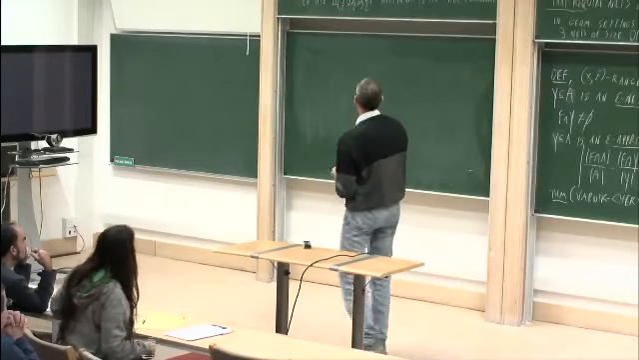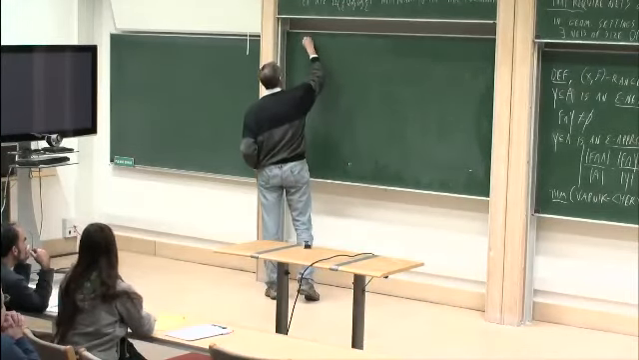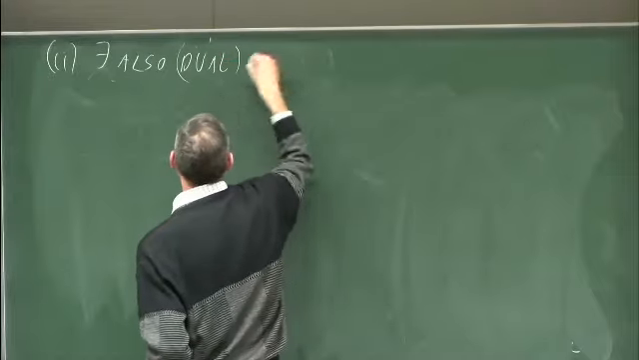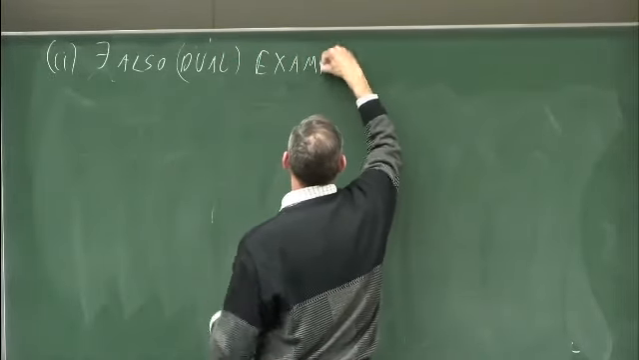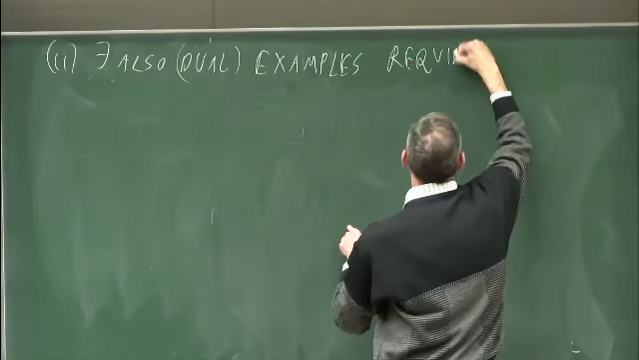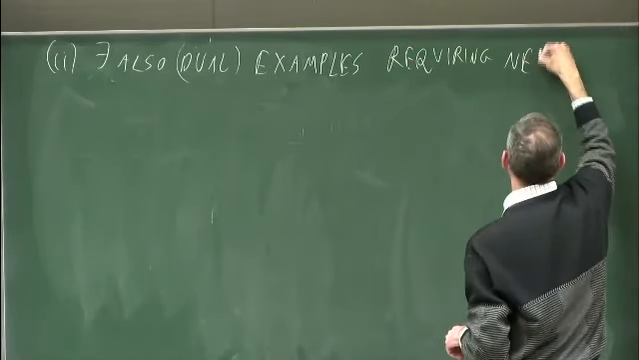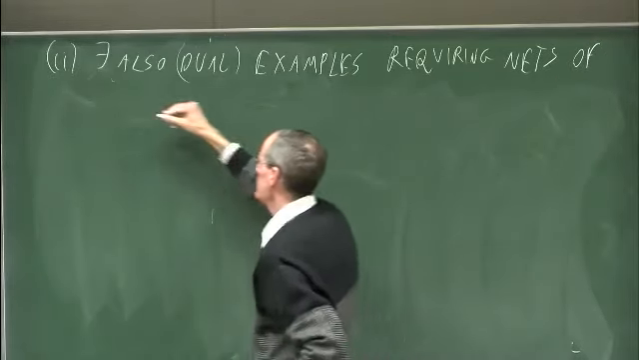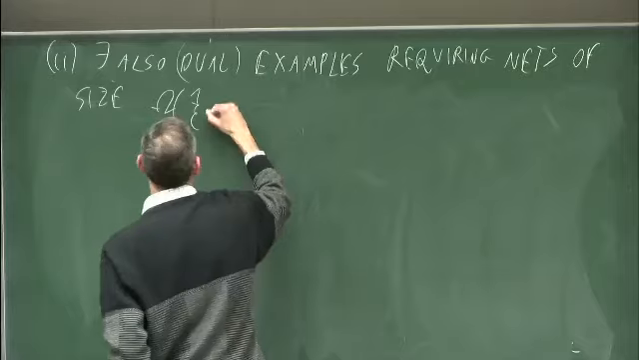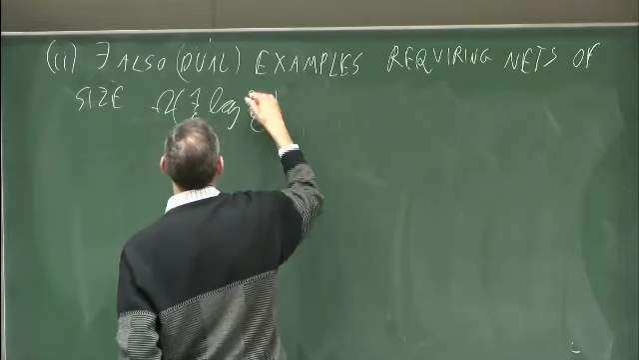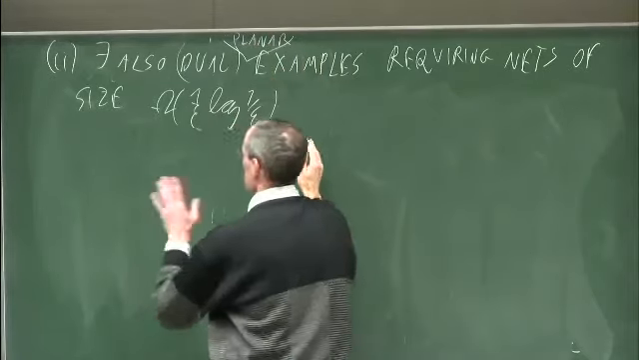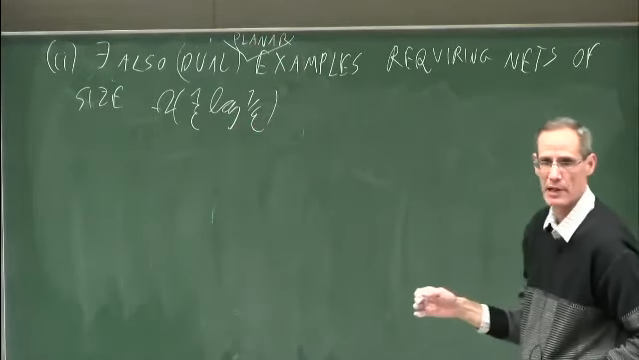Let me just say that there are also dual examples, requiring nets of size omega of 1 over epsilon log of 1 over epsilon, dual planar. So it's still something that can be described in the plane. It's a natural geometric example.